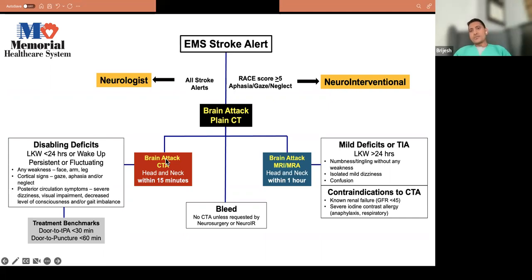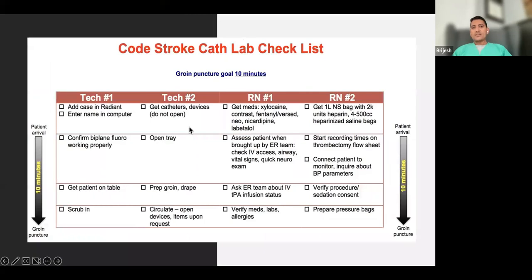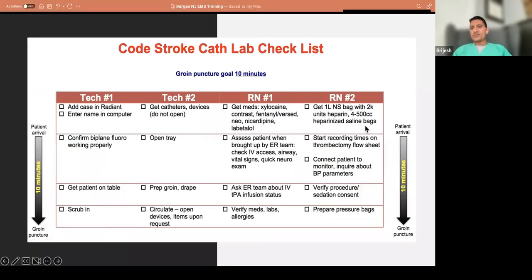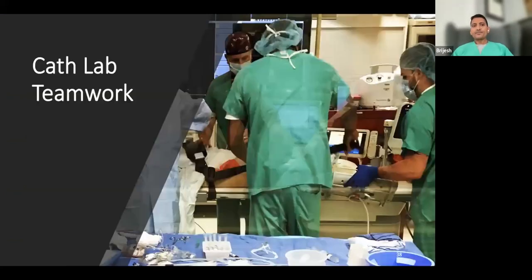So, when to do a CTA versus when to do an MRI. Once the patients get to the cath lab, we have 2 techs, 2 nurses. We quickly set up. We allow ourselves 10 to 15 minutes from time of patient arrival to arterial access. So it's organized chaos, like a NASCAR pit stop, where everybody knows their roles and responsibilities. We practice this using mock stroke codes so that they know what to do when an emergent case arrives.